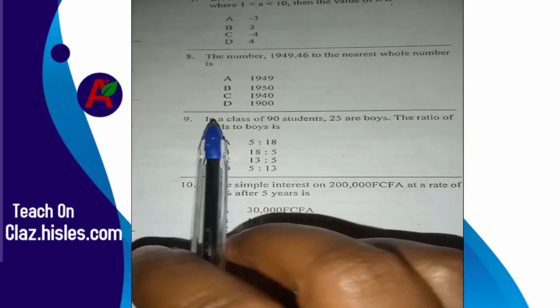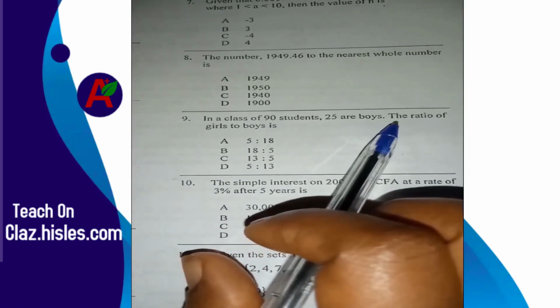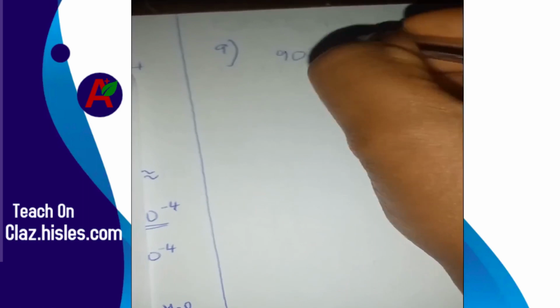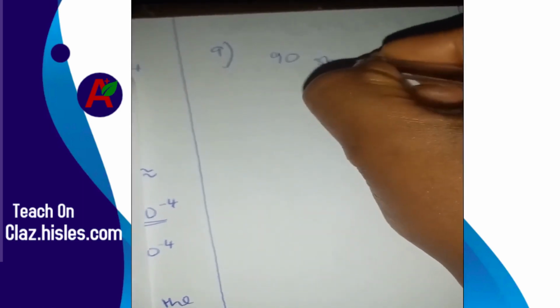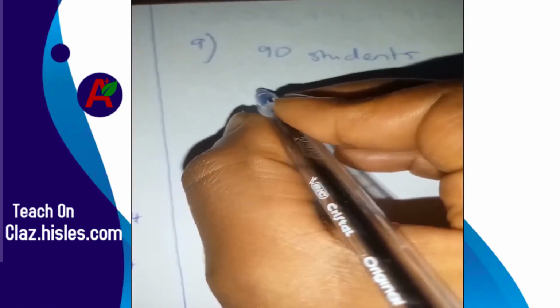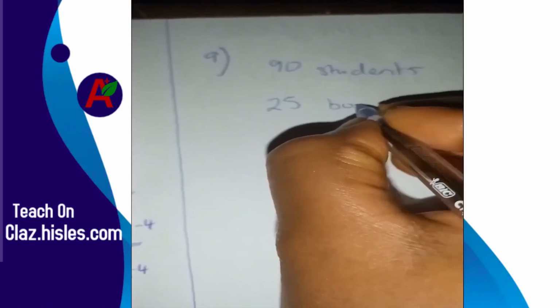What is number 9? In a class of 90 students, 25 are boys. The ratio of girls to boys is... So what do we have? Question number 9. We have 90 students, and 25 are boys.